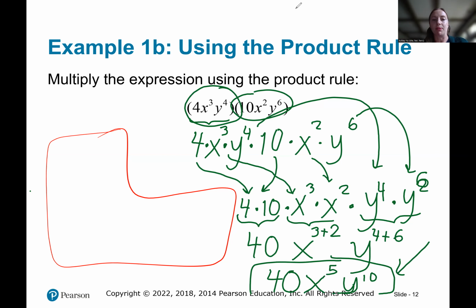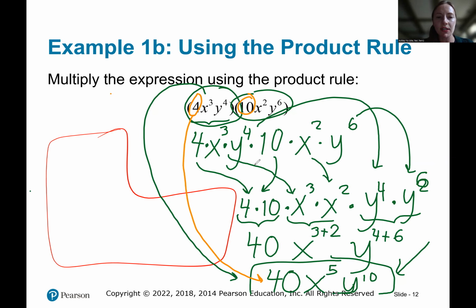If you've seen this before, you're probably wondering, why did you show so many steps? A lot of people who have seen this before can just go straight to the answer. They identify the parts, the 4 and the 10, and go, oh, 4 times 10, boom, it's 40. And then x to the 3rd, x to the 2nd, if I add those powers, 3 plus 2 is 5, boom, here's my x. If you feel comfortable, you can always skip all the way to the answer.